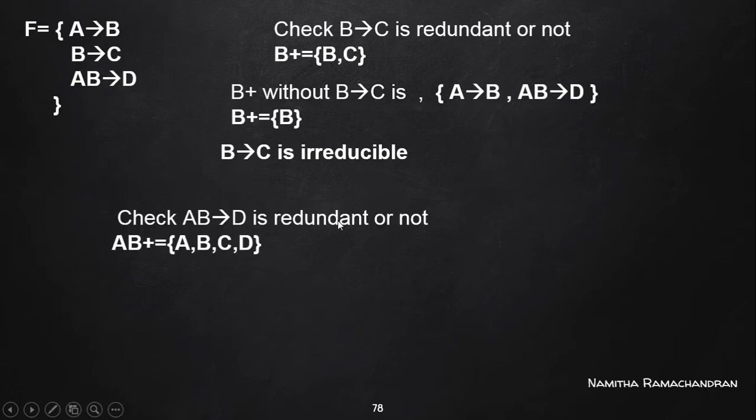Okay, so continue with the next, AB implies D. Check whether this AB implies D is redundant or not.